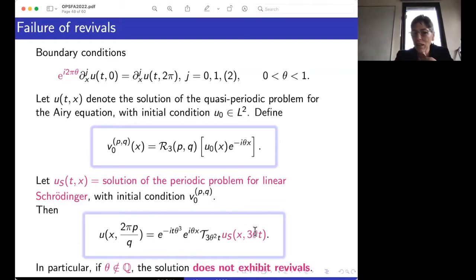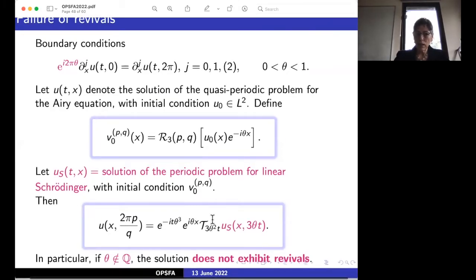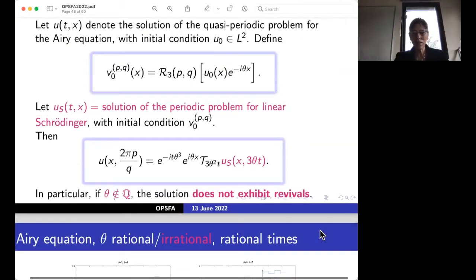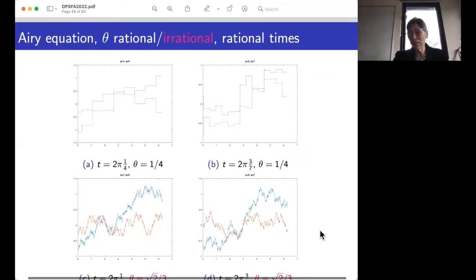So if this theta is irrational, even though you compute this for a rational time, the solution of Schrodinger will be evaluated at an irrational time, and so it will not revive the discontinuities. And in particular, if this theta is not rational, no matter at what time you are evaluating this, the solution does not exhibit revivals. And that's a very marked difference between the third order problem and the second order problem, which is pleasing because the third order problem is different from the second order problem in all sorts of ways when it comes to boundary conditions, to boundary value problems. So that was nice.